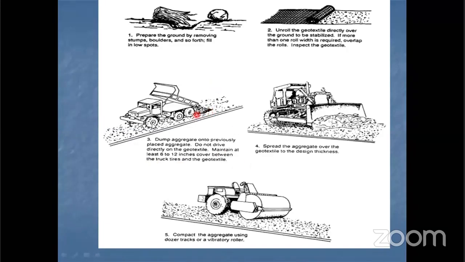That is, after putting the geotextile, first we have to put the aggregate, and over that we roll. Don't roll on the geotextile directly. Then spread the aggregate over the geotextile to the desired thickness. Then compact the aggregate using rollers or vibratory rollers. So these are the different procedures.